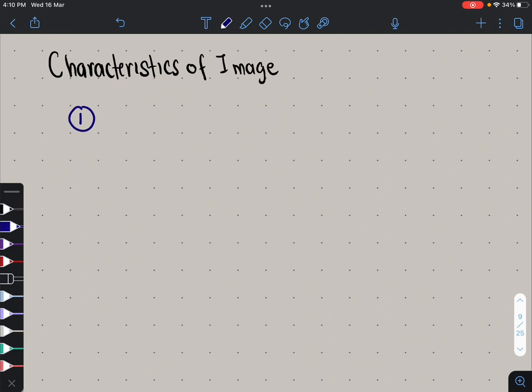The first one is whether the image you have formed is either real or virtual. Okay, it can be either one sahaja. Kalau dia dah real, it can never be virtual. Kalau dia virtual, it can never be real. Okay, so this is the first classification that we will use to characterize the image.